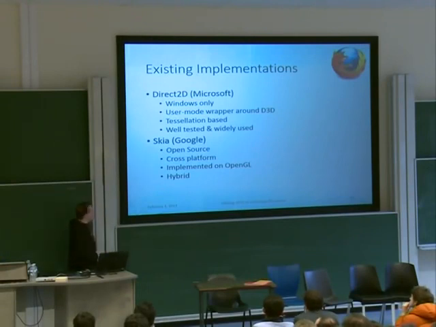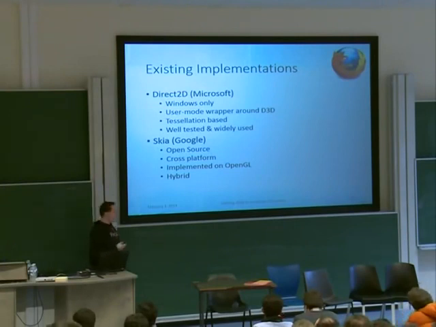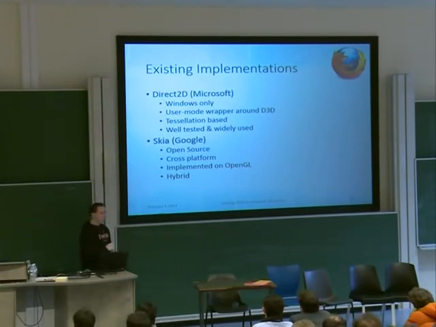Then from Google, we have Skia, or Skia GL to be specific, which is the Skia version that renders using OpenGL. It's open source. It's cross-platform. As I said, it's implemented on OpenGL. It uses a hybrid approach, so it can draw either using coverage computation or tessellation, or it can upload CPU masks. So it uses all the different things, sort of. Now, currently, I don't know where Chrome is exactly using it right now, but they're not using it everywhere yet. But they're working on it. And we are also using it for Canvas on mobile devices.